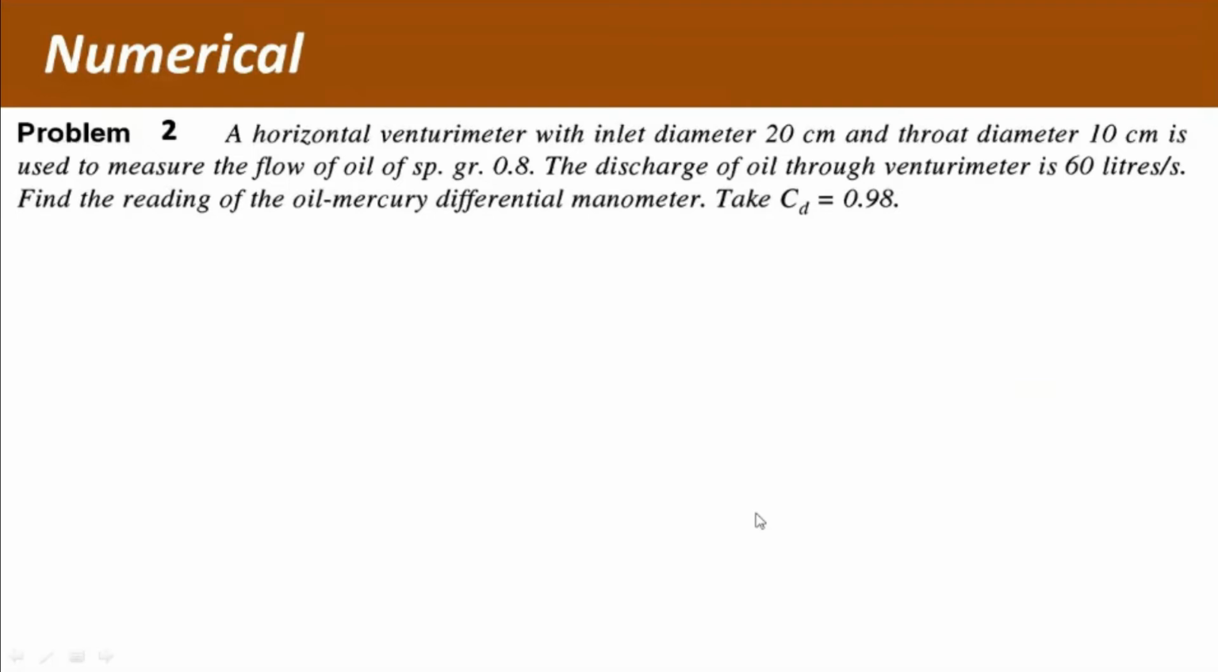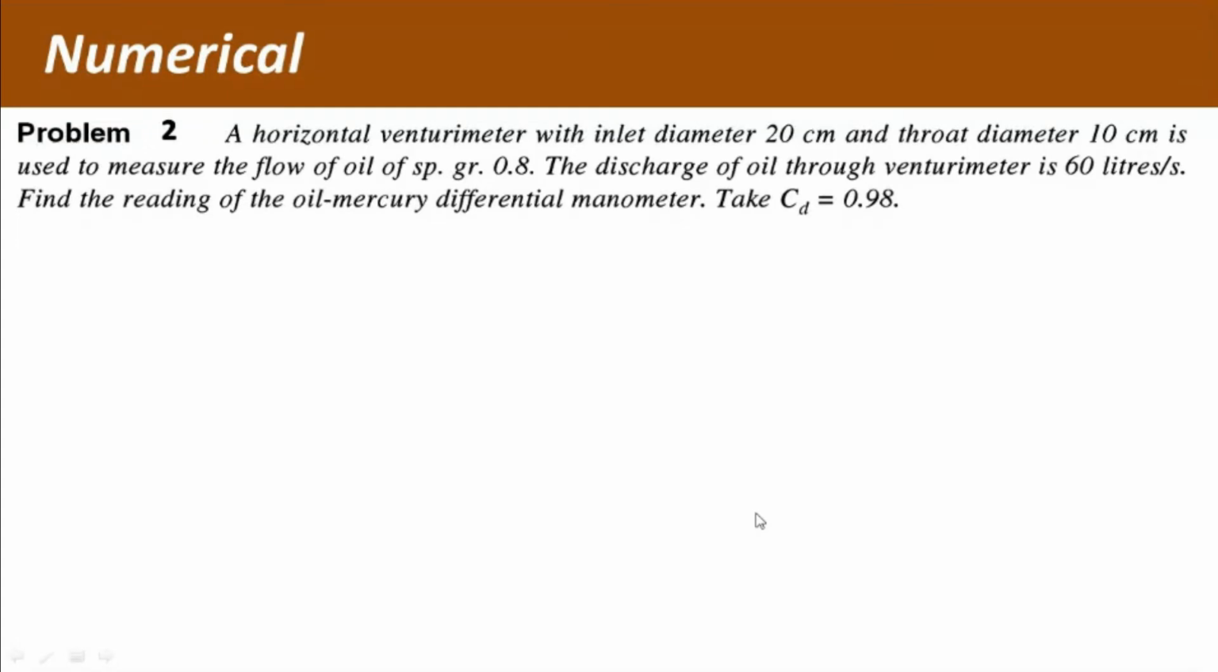A horizontal Venturi meter with inlet diameter 20 centimeter and throat diameter 10 centimeter is used to measure the flow of oil of specific gravity 0.8.